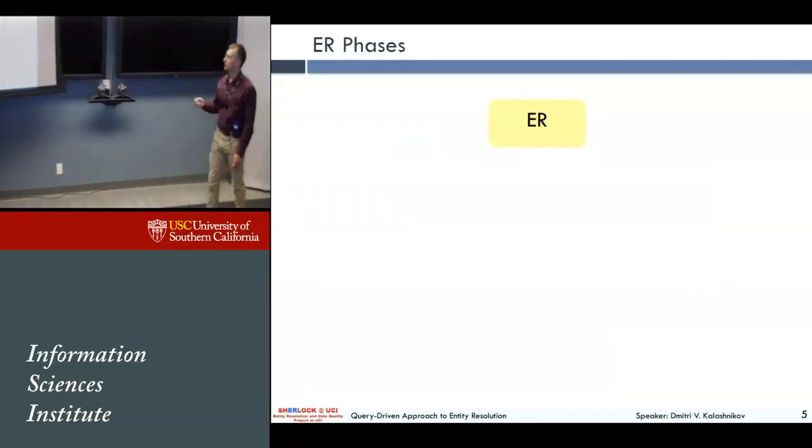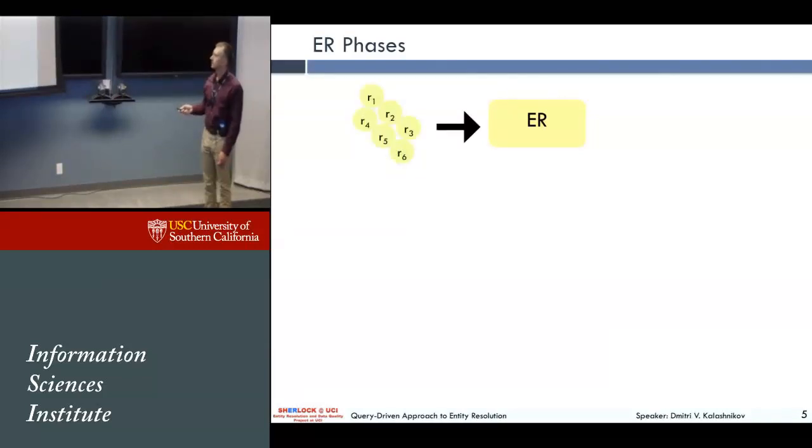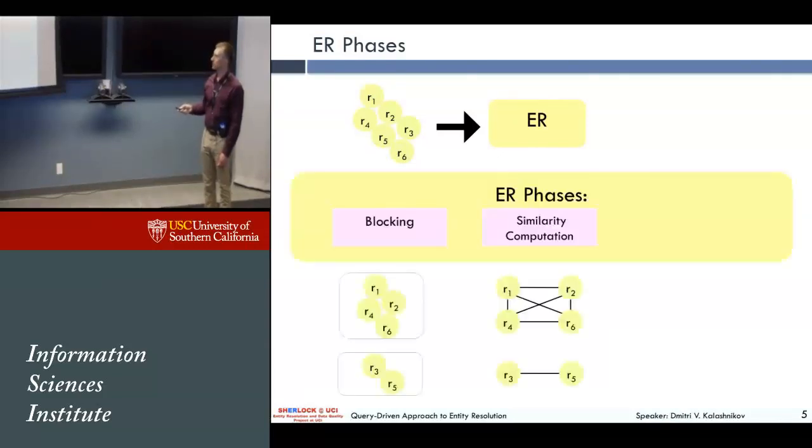Here are the typical entity resolution phases, slightly simplified. You have a bunch of references, and you need to do disambiguation. Typically, if you have n references, for each pair of references you need to say, corefer or does not corefer. So it's a quadratic operation if you don't do anything smart.